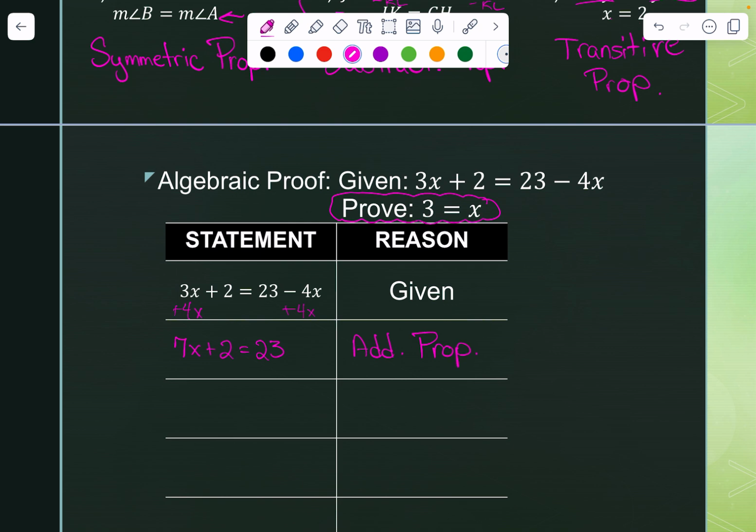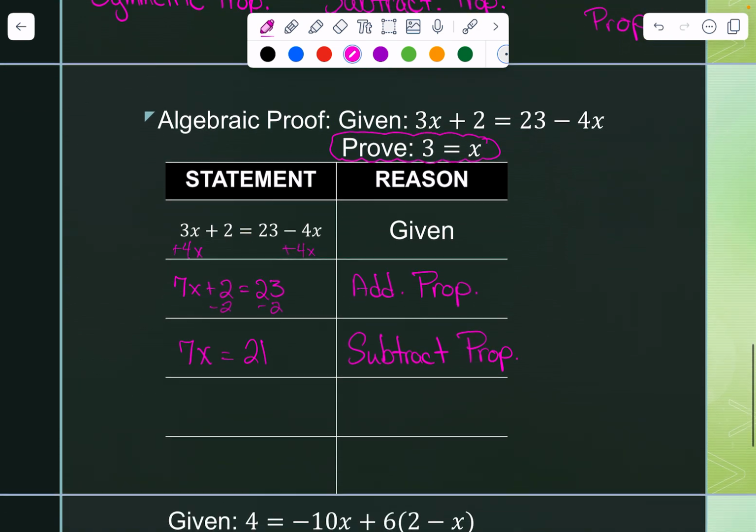Okay. My next step then is I need to get rid of the 2. So I'm going to minus 2 from both sides. So I get 7x equals 21. I did that by subtracting, so that is the subtraction property of equality. My next step is now I need to get it to just an x, so I'm going to divide by 7. So I end up with x equals 3. That is the division property.